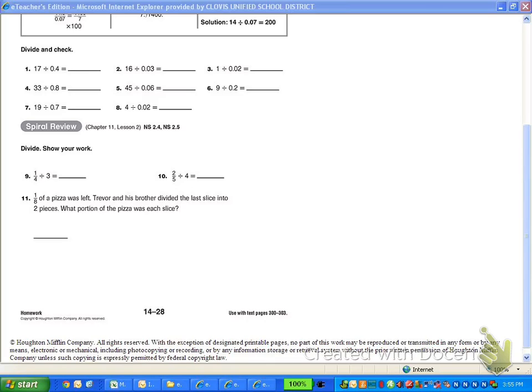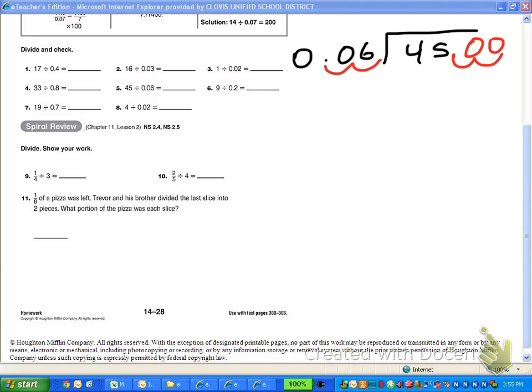Let's take a look at some of your homework. We did some problems in class, so let's look at some of the other ones. We did 1 through 4 in class. They did these on their whiteboard. So let's take a look at number 5. 45 divided by 0.06. I'm going to move this over 2 times. So my decimal is here at the end. I'm going to add 2 zeros and move that over 2 times. So now my problem is 4,500 divided by 6.